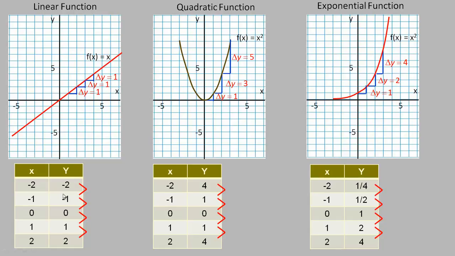And so here's points on it, y equals x, so the y and x coordinates are the same. And so if you take a look at the change in y as you go from point to point, y is always going up, in this case by 1, the same number.